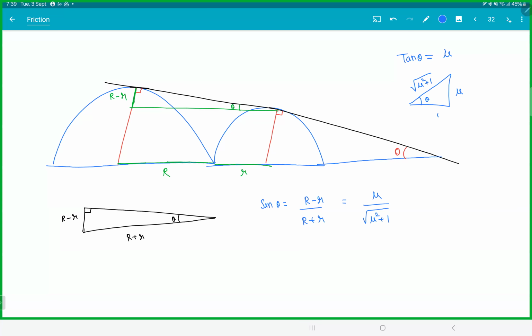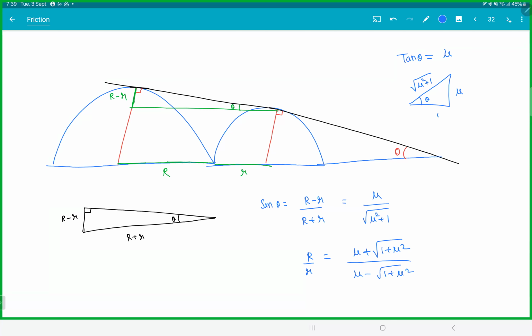Cross multiply and finish it off. You'll get an answer here. How much is this? I will leave that to you. That much you can solve. You will not get a nice answer. You will get something like mu minus root over 1 plus mu square by mu plus root over 1 plus mu square, something like that. I remember. Something like this should come.